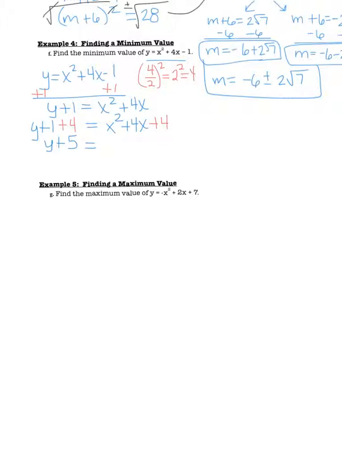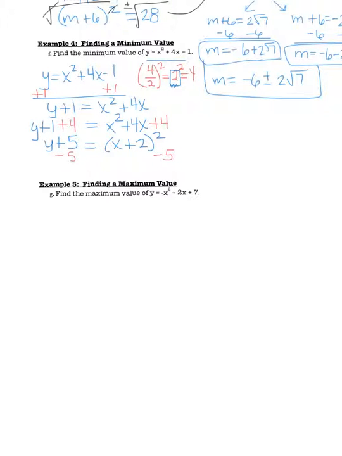Equals, let's factor this side. So what times what gives you 4, and when you add it together you get 4, and the answer is 2. So x plus 2 squared, or the shortcut, whatever this number is, that goes right here. Okay, so we're almost in vertex form. The last step we have to do is subtract the 5.